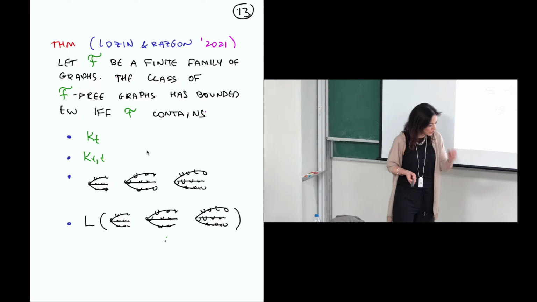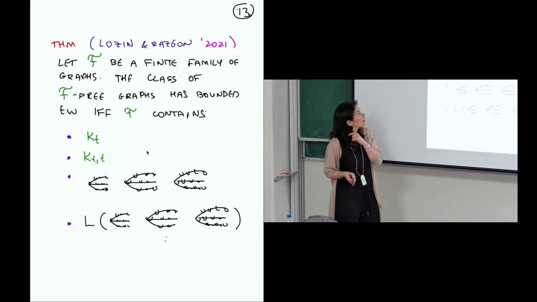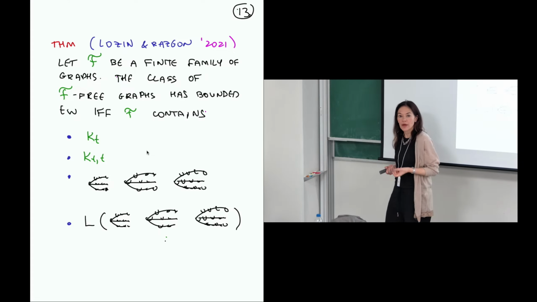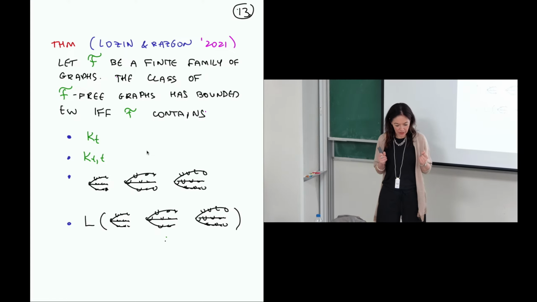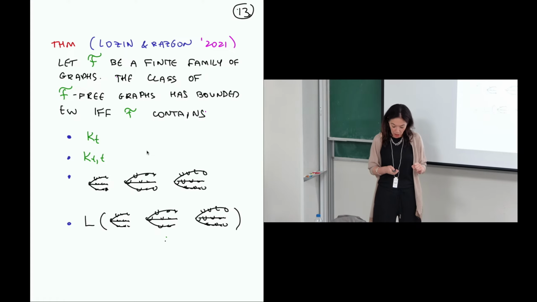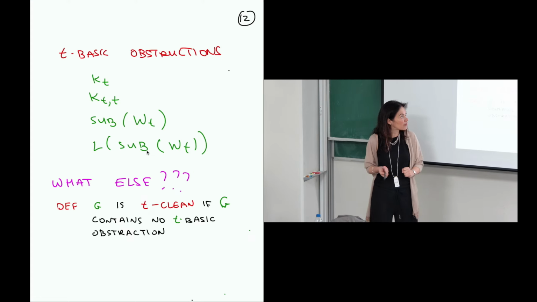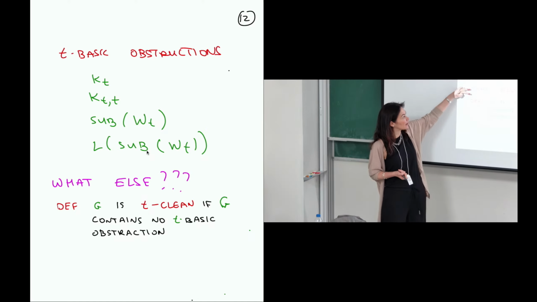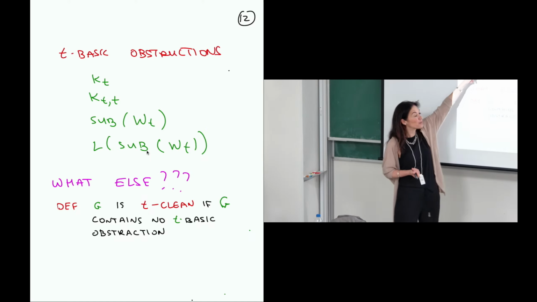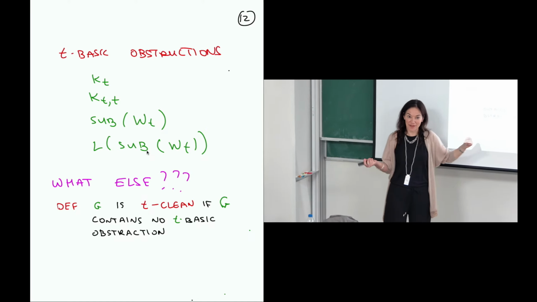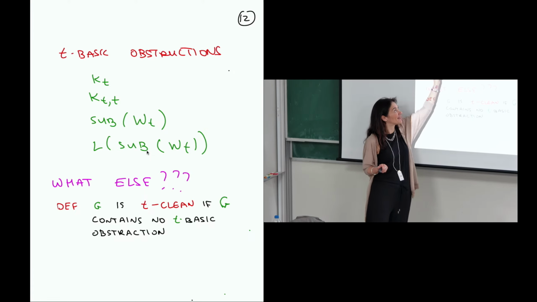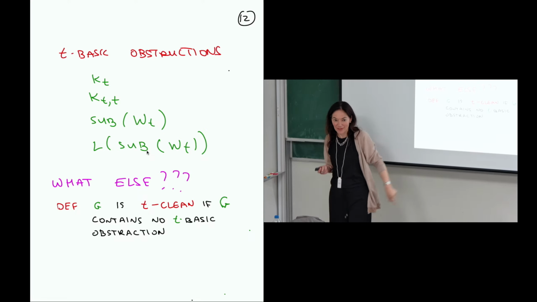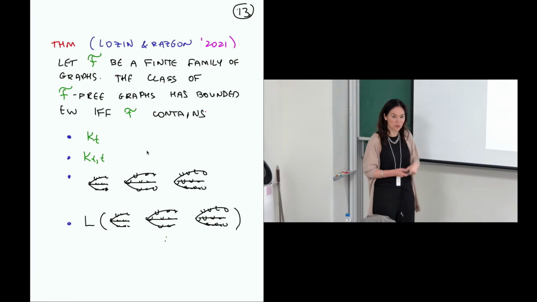Okay. So people started thinking, what do you need to exclude? And then Lozin and Razgon proved a very nice theorem. So they were able to describe exactly all finite families, excluding which guarantees bounded treewidth. Now notice this is somehow a little bit in a different direction than saying t-clean and what else. Because as soon as I forbid subdivisions of something, that's an infinite family, right? So this question is forbid K_t and K_t,t and this infinite family and this infinite family and something else. And they asked a different question. They said, what finite families can you forbid?